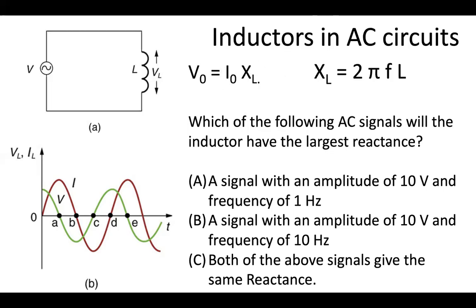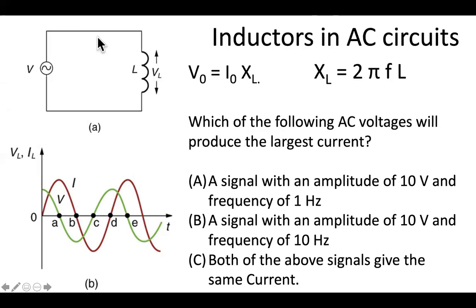So again, if we have these same situations, but now ask which one produces the higher current going through the inductor in terms of amplitude, which of these has the larger amplitude current swings going through it? A signal with an amplitude of 10 volts and a frequency of 1 hertz, a signal with an amplitude of 10 volts and a frequency of 10 hertz, or they both give the same current? In this case, the answer is A.